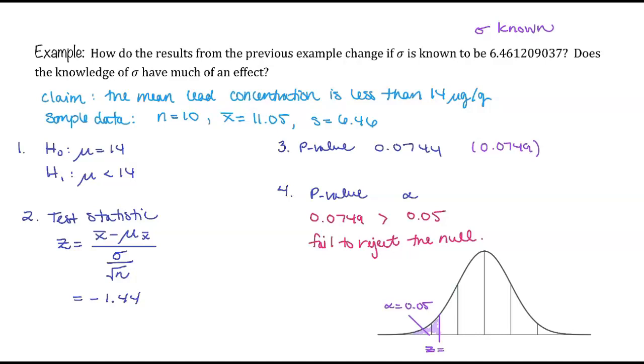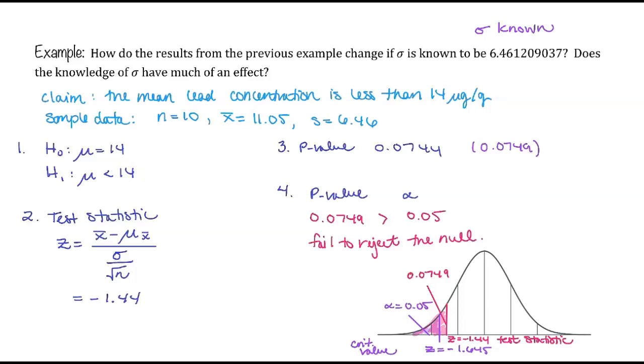Using your z-distribution table or the invNorm function in your calculator, we find this critical value to be negative 1.645. On the other hand, we calculated a test statistic of negative 1.44, which is not as extreme as our critical value. So it naturally has a left area larger than alpha. Its left area is the p-value, 0.0749. So in comparing the test statistic to the critical value, we find that the test statistic is not as extreme as the critical value, and we fail to reject the null.